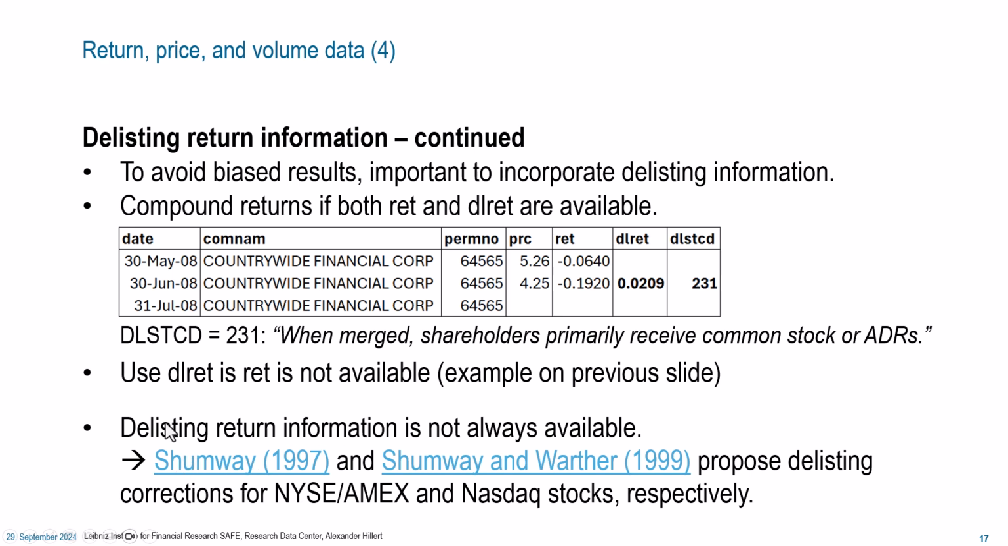The papers are a paper by Shumway about how you correct for missing delisting returns when you have stocks that are trading on NYSE and Amex. And then 2 years later, a paper by Shumway and Warther, where they look at NASDAQ. And I encourage you to take a closer look at these papers, but the main idea is that if you have specific delisting codes in the 500s and you have missing delisting returns, then you should replace the missing delisting return by a negative return of 30% for NYSE and Amex stocks, and I think it was around minus 45% for NASDAQ stocks.